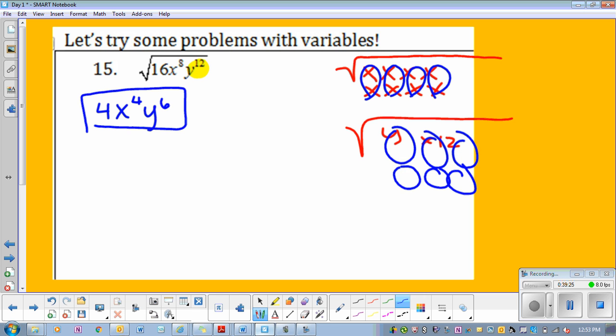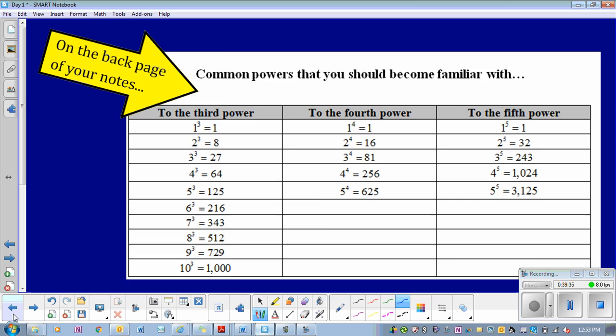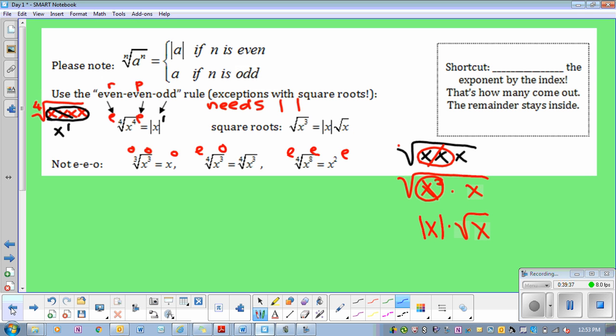Now I'm going to show you the shortcut way. Because there's nothing left in the square root, you don't have to write the square root. Over here, you see how it says shortcut? It says divide the exponent by the index. That's how many come out. The remainder stays inside the radical.